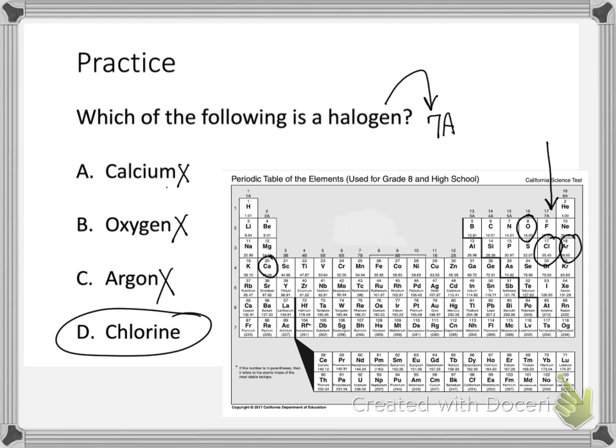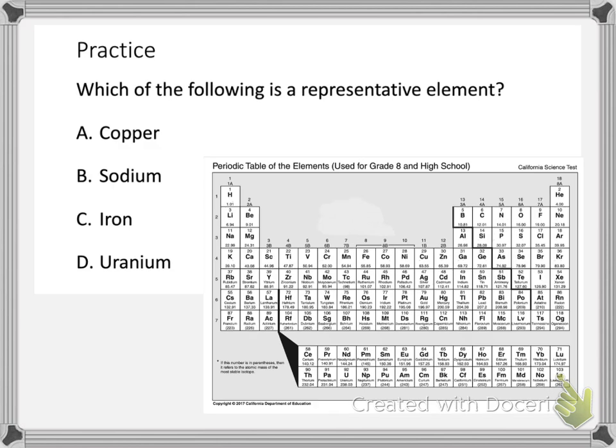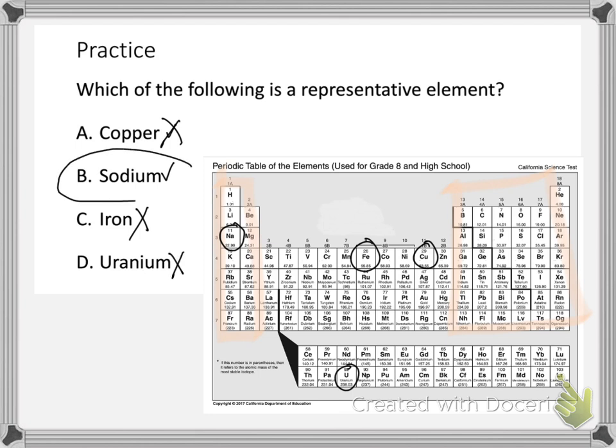And one last question. So again, you might want to pause. All right, which is a representative element? So the representative elements are all the tall columns. And so you would just go through. Copper is Cu, not 1. Sodium, so sodium is definitely 1. Let's check the others. Iron is a transition metal, not here. Uranium is an inner transition metal, not here. So the answer is sodium.